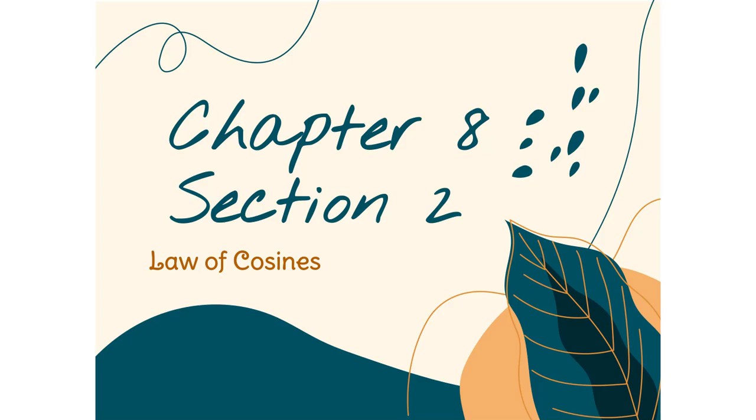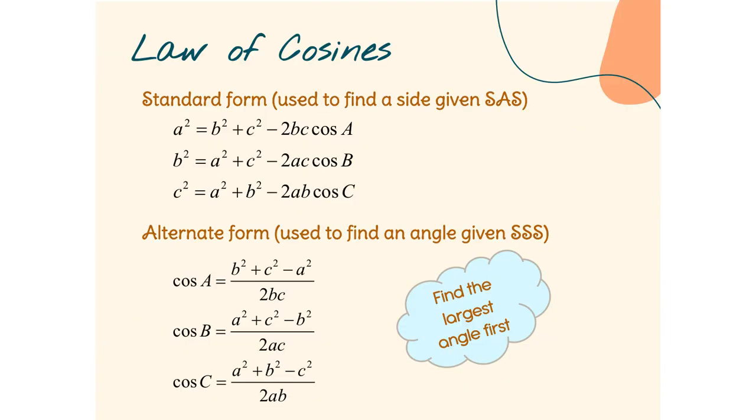All right, we're gonna go over chapter 8, section 2, Law of Cosines. You guys will be given the standard and alternate form of Law of Cosines, okay? Now, when do we use standard? When you're given an angle. So when you're given side, angle, side, you're gonna use standard form, okay?